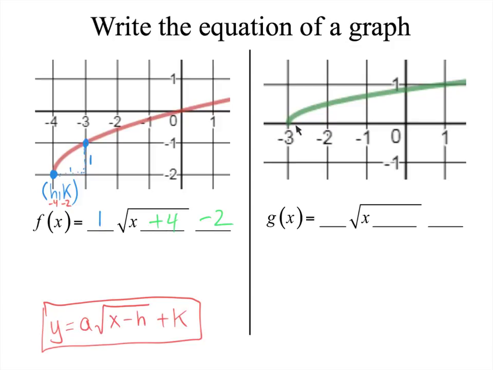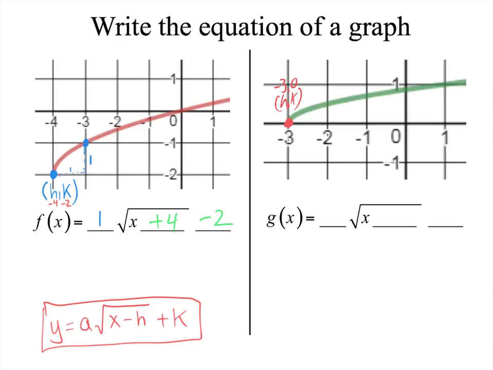Next one. Let's mark our HK. So important to mark that. So let's mark HK right there. That right there is your HK. And that coordinate would be -3 and 0. -3, 0.